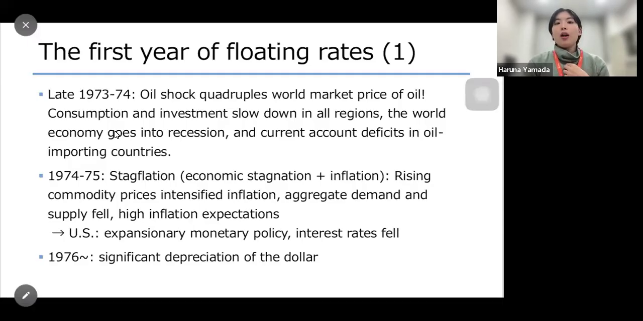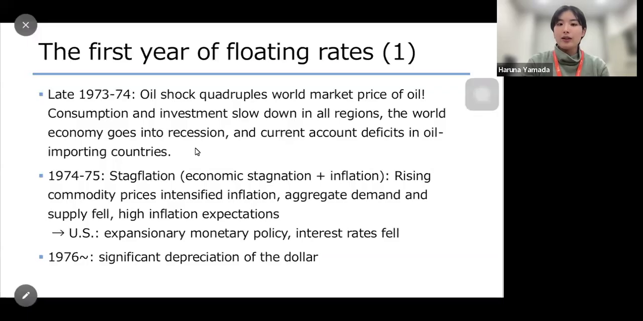So in late 1973 to 1974, the oil shock quadrupled the world market price of oil. So consumption and investment slow down in all regions. The world economy goes into recession, with current account deficits in oil importing countries. The oil shock hits the world in 1973 to 1974. Then in 1974 to 1975, stagflation was suffered all over the world.